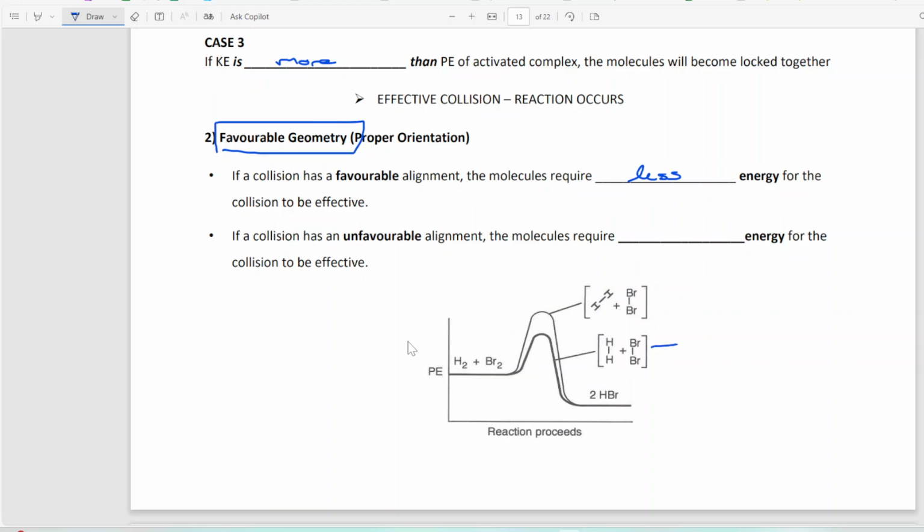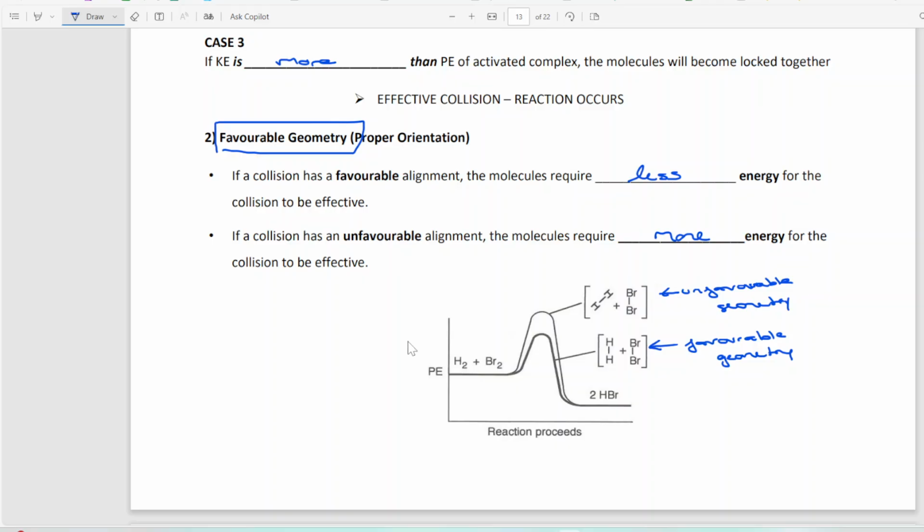So if you look at this example here, this is favorable geometry. Everything is lined up for the reaction to happen, right? So the two hydrogen and two bromides are going to form an activated complex easier than this one, which is unfavorable geometry. So these ones would require more energy for the collision to be effective because they're just not coming in quite right.